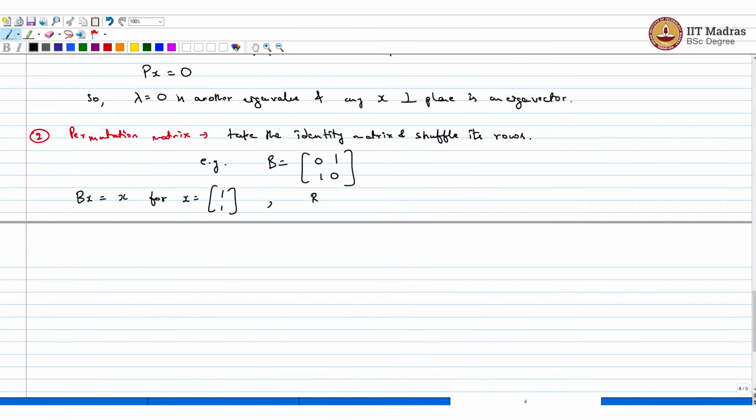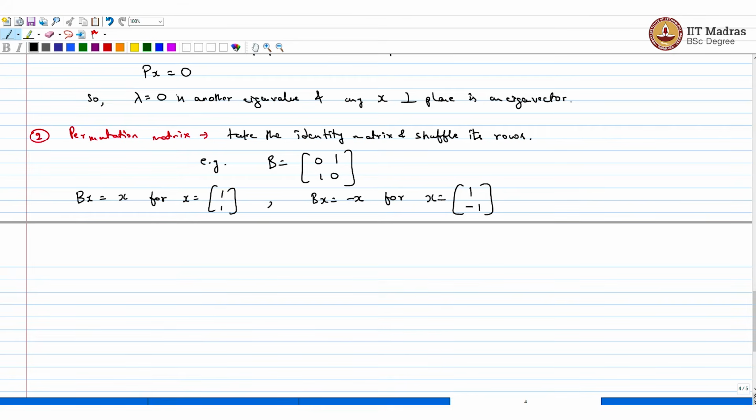The second is Bx equals minus x. For what x? You can pause and try to figure this out. I have given you the eigenvalue already. The answer is x equals (1, -1). These are very simple matrices, so you can just eyeball and find the eigenvalues and guess the eigenvectors.